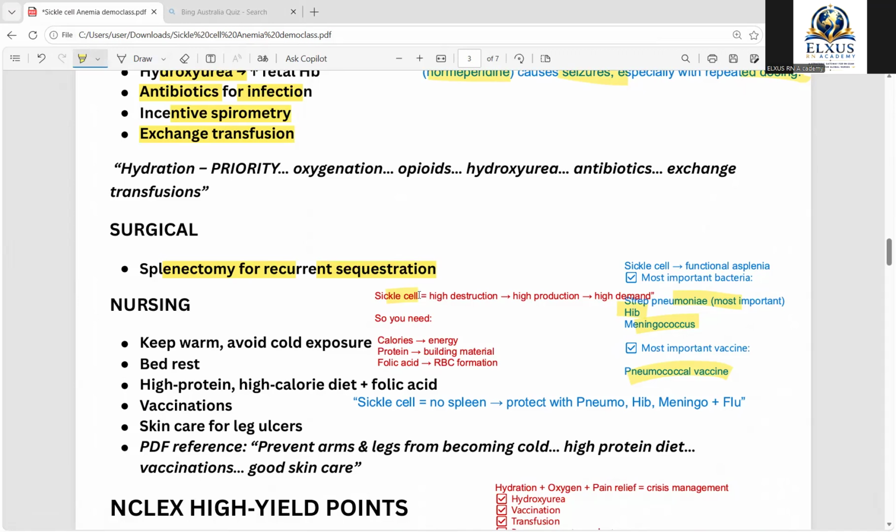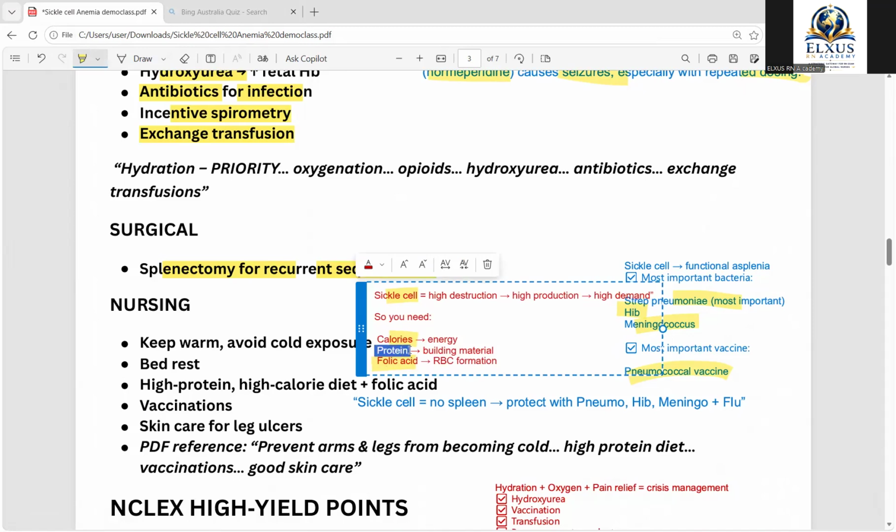That means the oxygen level in our blood is low, so aerobic respiration will not happen in the cells. So what happened? We need to supplement the energy. How can we supplement the energy? By supplementing with high calorie, high protein, and folic acid. These are the main supplementations needed in sickle cell anemia.